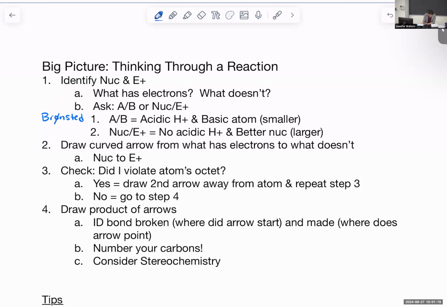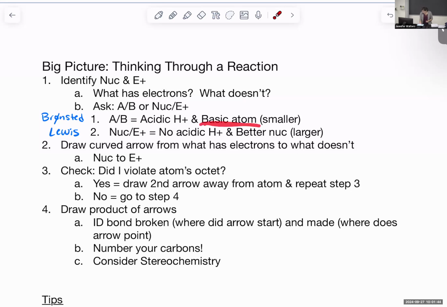When we say nucleophile and electrophile, we're saying Lewis acid-base. It is what has electrons, what doesn't. If you have an acidic proton, like a strong acid such as hydrochloric acid, then you're going to do acid-base chemistry. If you don't have an acidic proton, then you're going to do Lewis acid-base chemistry, where we just use nucleophile and electrophile as our labels.